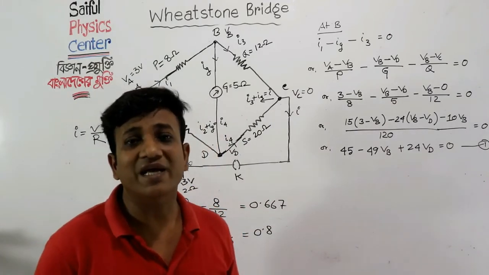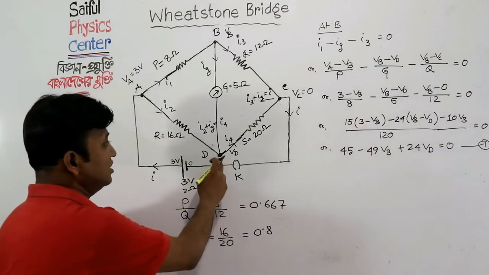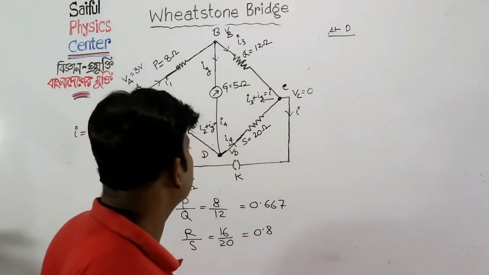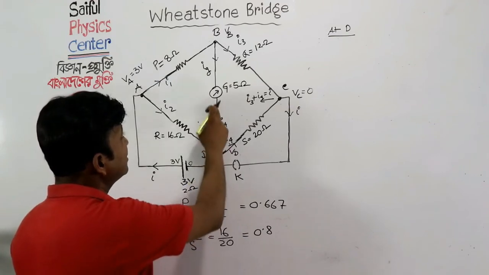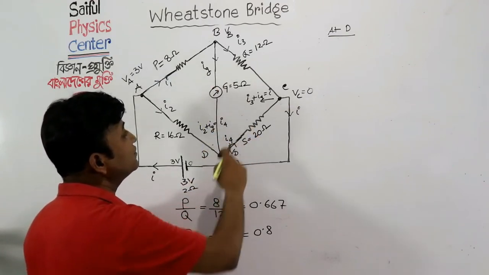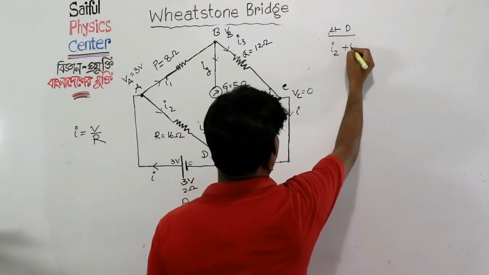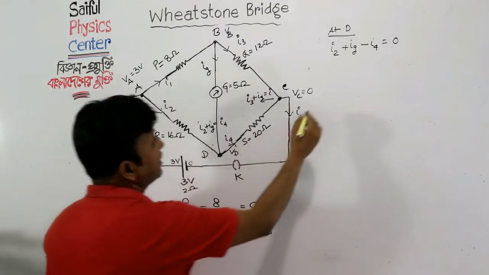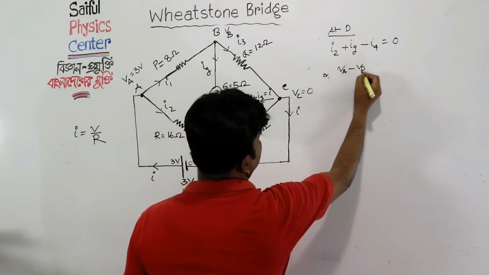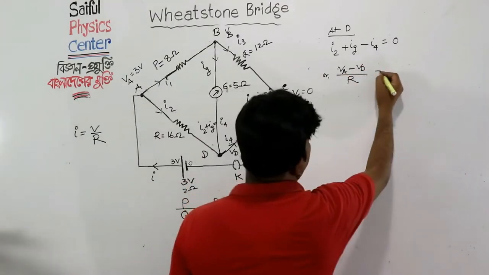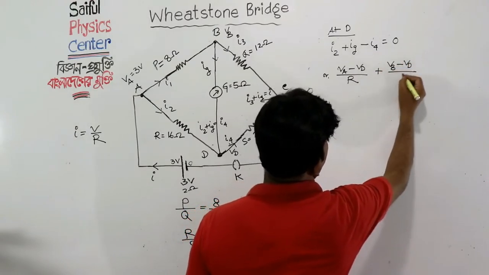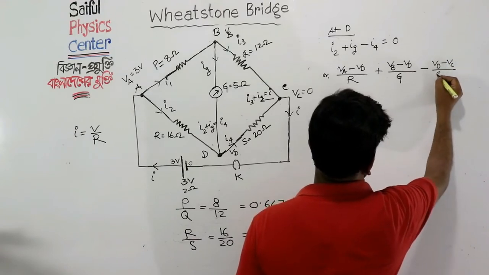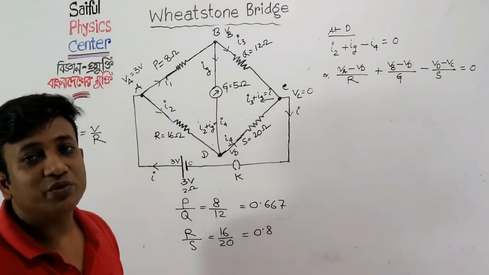Similarly, we can apply Kirchhoff's law at junction D. At point D, applying Kirchhoff's junction law, I2 is incoming current, IG is incoming current, but I4 is outgoing current. That's why we can write I2 plus IG minus I4 equals 0. Now I2 we can write as VA minus VD divided by R. Next IG equals VB minus VD divided by G, and I4 is VD minus VC divided by S, equals 0. Now we can put the values.